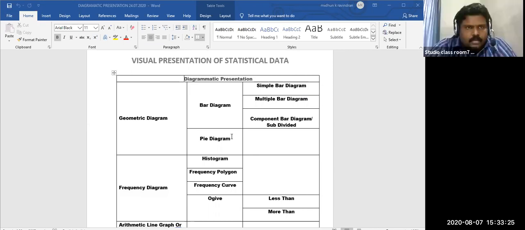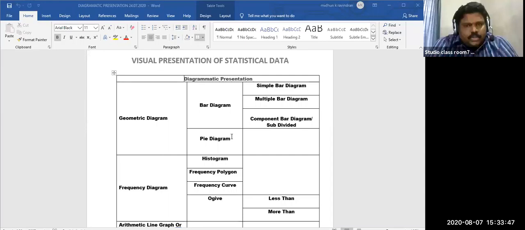The first set is called geometric diagrams. In geometric diagrams, we have almost already discussed bar diagrams: the simple bar diagram, multiple bar diagram, component or subdivided bar diagram, and the fourth one, the percentage bar diagram. Next we discussed the pie diagram, and most of you completed the task. Pie diagram also you did well.